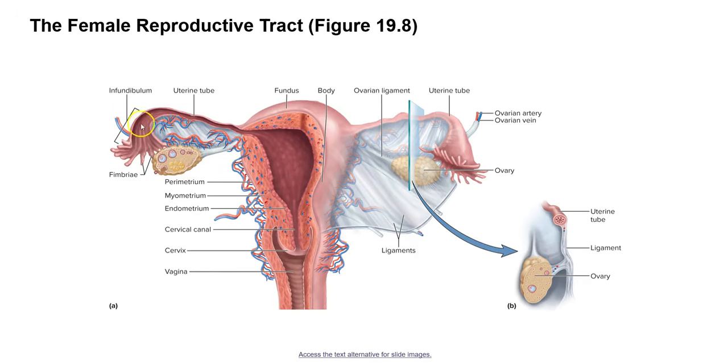From the ovaries, we have the uterine tubes, again also known as the fallopian tubes, one on either side, which can capture an ovulated egg cell and then transport it to the uterus, this organ right here.